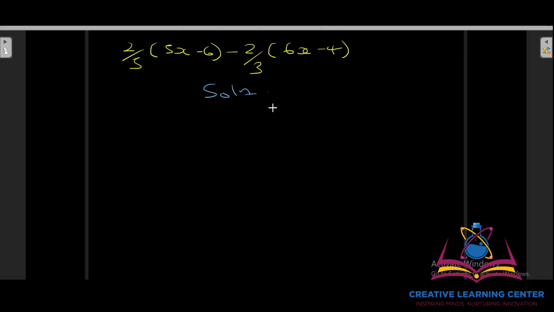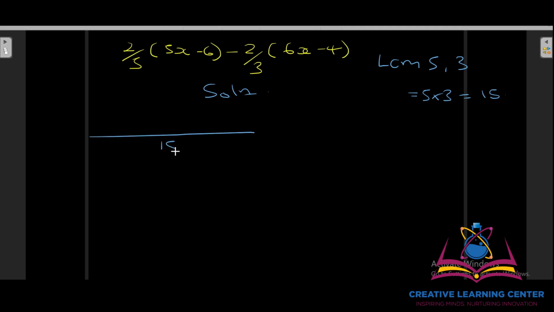Solution. Now, here we have fractions. If you have a fraction in place, the starting step is to find the LCM. You're going to find the LCM of 5 and 3. Since there are two numbers, their LCM in most cases is going to be 5 times 3. And in this case, we shall get our LCM as 15. Then we are going to divide through by our LCM.